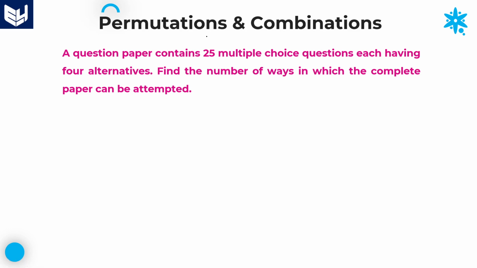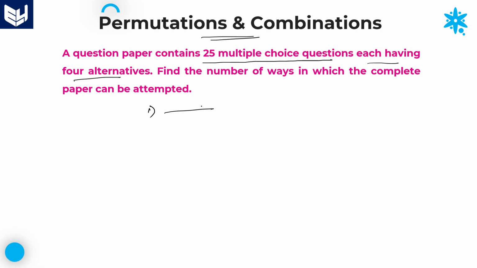In this session, I am continuing the problems related to permutations and combinations. See the first question in this session. A question paper contains 25 multiple choice questions, each having 4 alternatives. 4 alternatives in the sense 4 options.